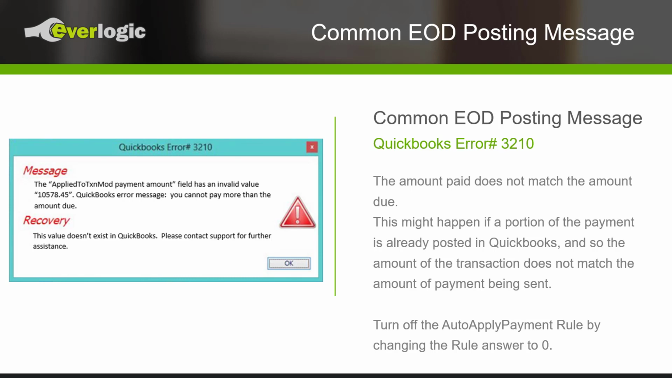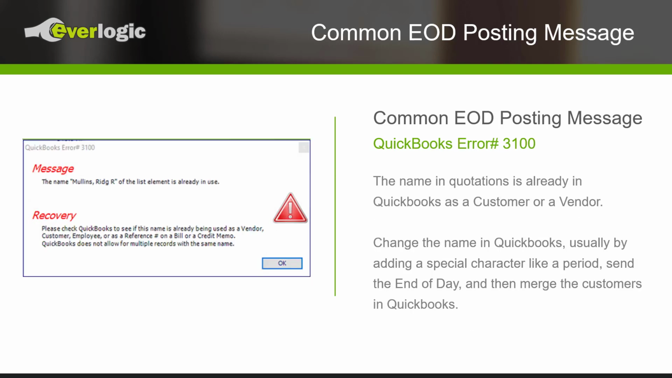Again, you can go into system rules and turn off the auto apply payment rule by changing it to 0. Then you can post the end of day over into QuickBooks and handle the fix of the problem in QuickBooks itself. QuickBooks error number 3100 is one that we get calls on frequently.